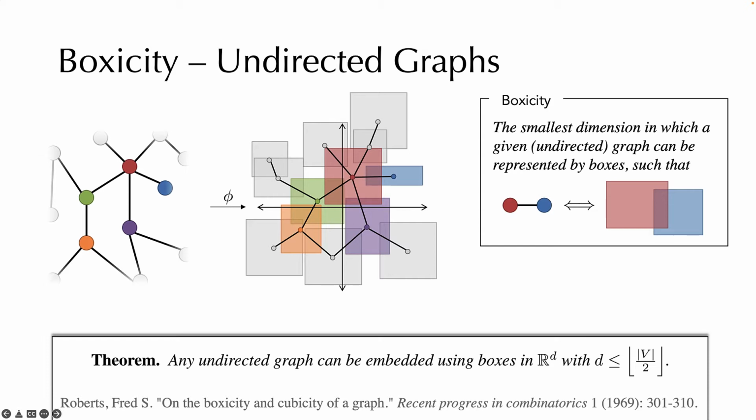It was proven in 1969 that any undirected graph can be embedded in this manner in dimension at most half the number of nodes. Note, however, that boxes require 2 parameters per dimension, so this may require the same number of parameters as the previous vector representation.